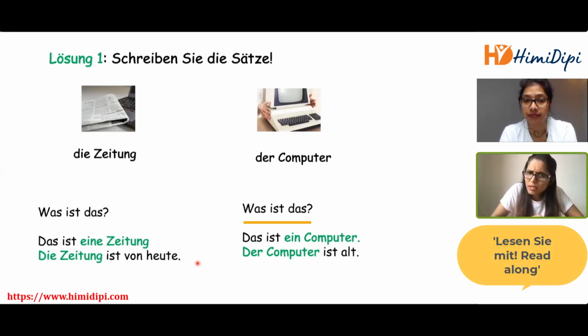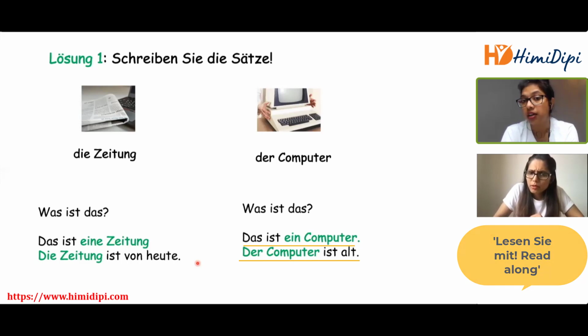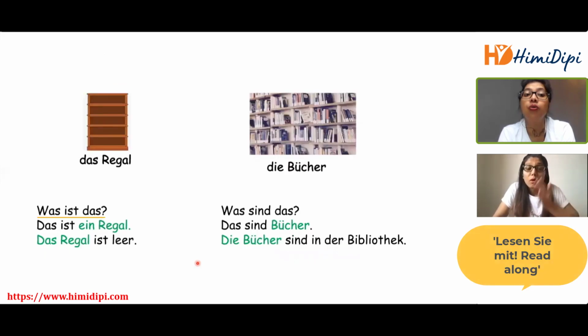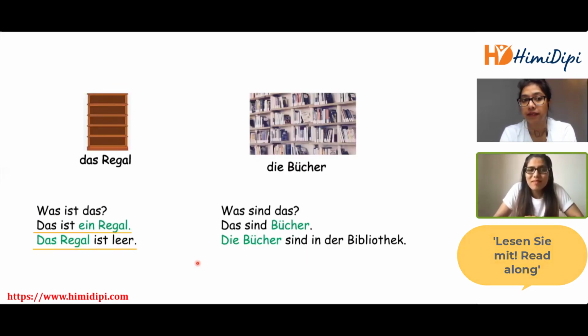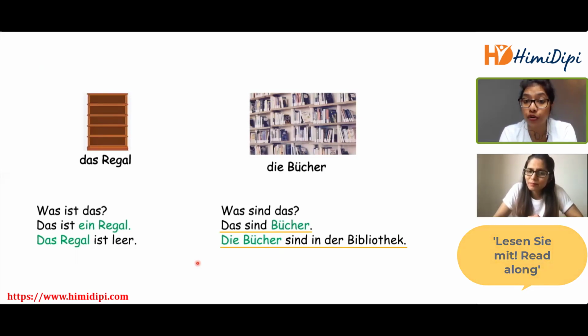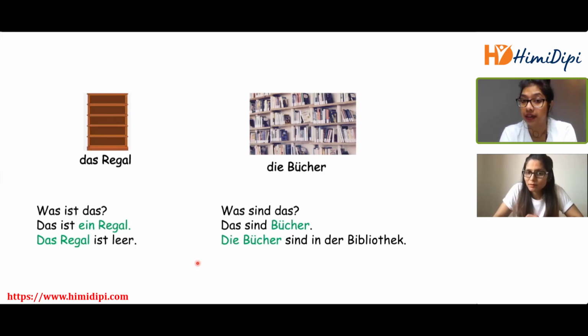Und was ist das, Himi? Das ist ein Computer. Der Computer ist alt. That is a computer. The computer is old. Und das, Dipi? Das ist ein Regal. Das Regal ist leer. This is a shelf. The shelf is empty. Und was sind das? Das sind Bücher. Die Bücher sind in der Bibliothek. Those are books. The books are in the library.